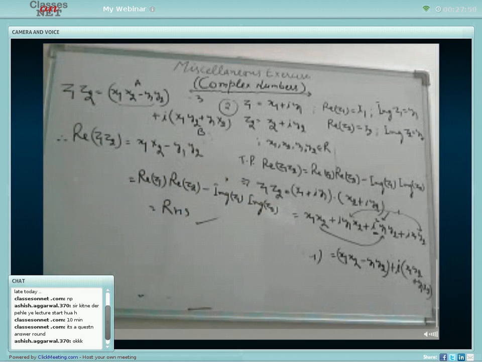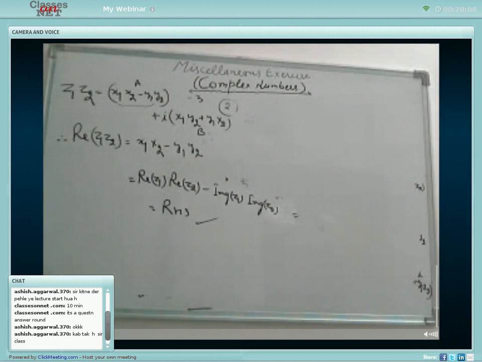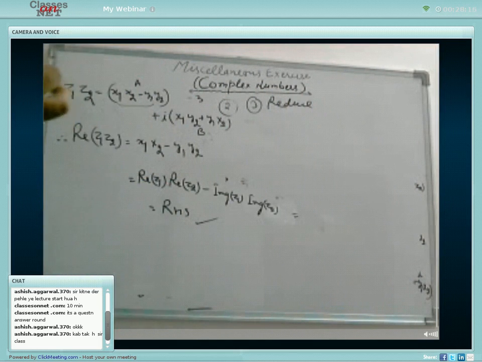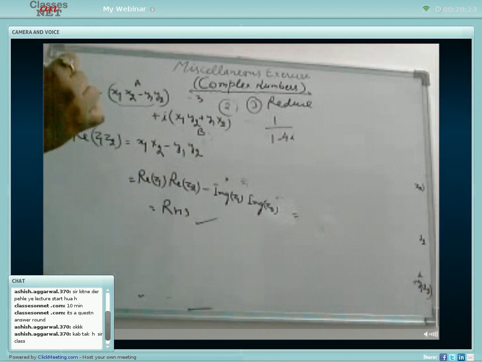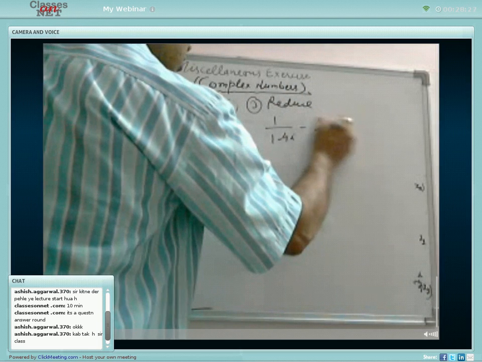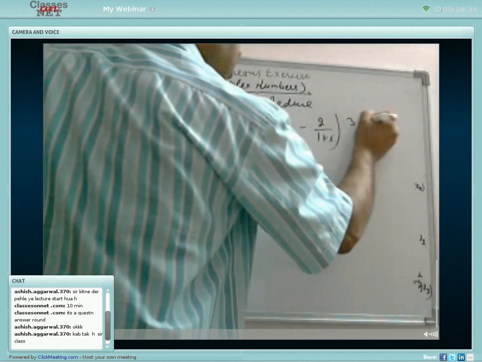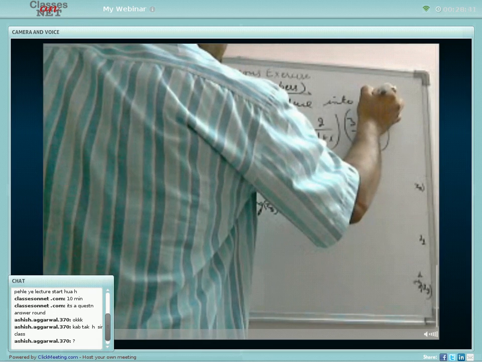Then comes the third question. In the third question again we have to reduce into standard form. Let me write it here. Reduce the complex number 1 divided by 1 minus 4 iota minus 2 divided by 1 plus iota into 3 minus 4 iota divided by 5 plus iota. Reduce this complex number into standard form.